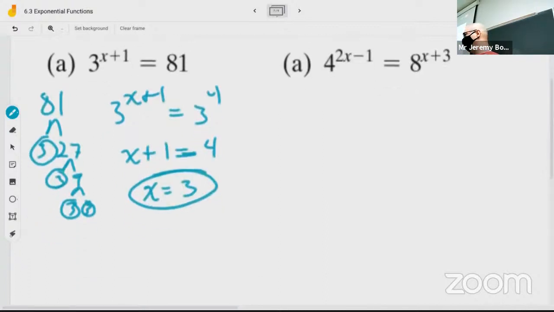Any questions on that one? All right, well, y'all try the second one. And then before, we want to get these to have the same base. They do not right now.